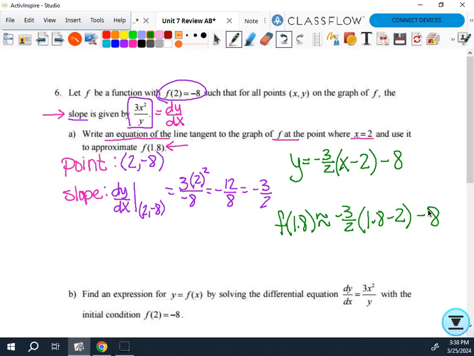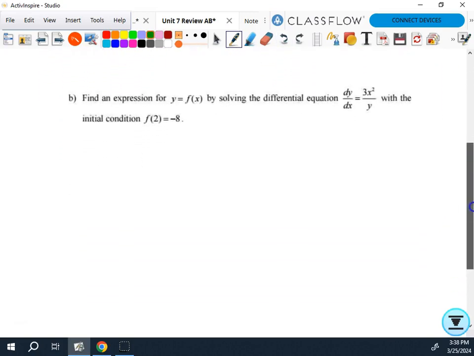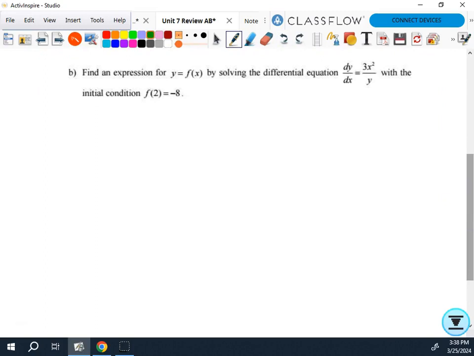All right, so the second part of this, we're going to write an expression for y equals f of x by solving the differential equation with this initial condition. So when we solve this, that means we're going to separate here. So I'm going to multiply both sides by y. So I'm going to get y dy equals 3x squared dx. Then I'm going to integrate both sides here.